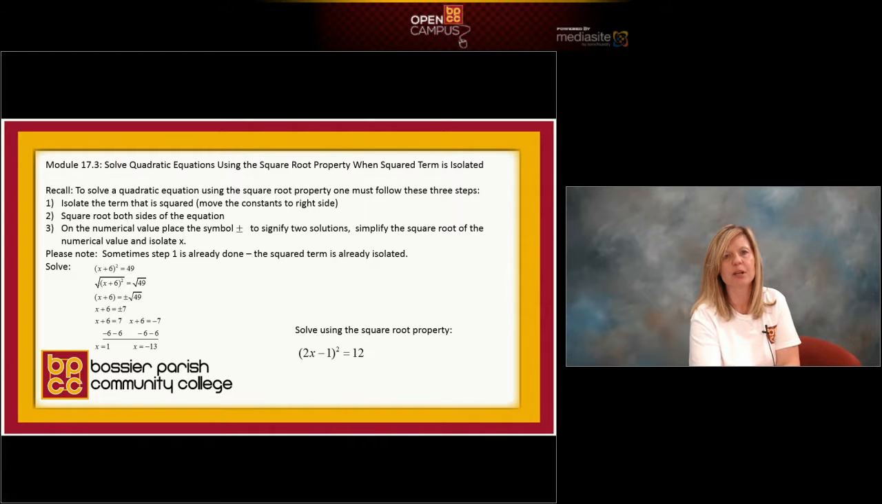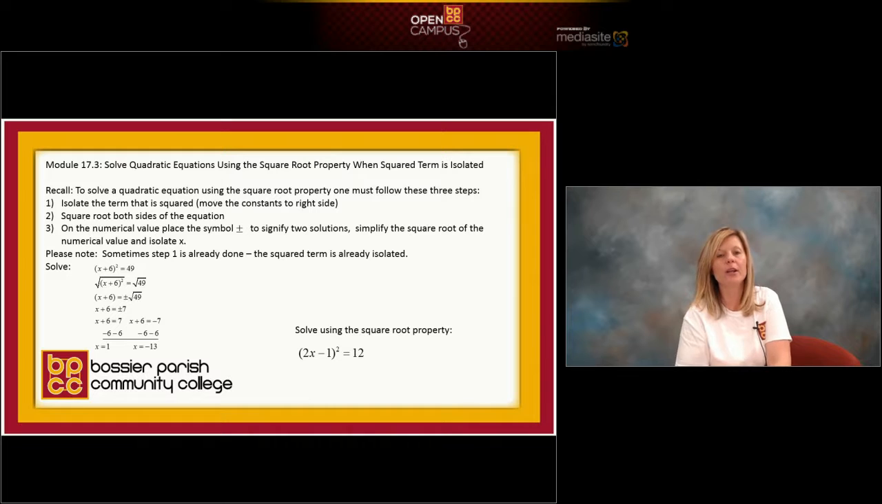If we took x plus 6 and multiplied it by x plus 6, that would be a binomial times a binomial, which we know would make a trinomial. And if we make a trinomial, then we'd have to set the equation equal to 0 and factor it. And that's not the method I want to do here, because there is a quicker way.